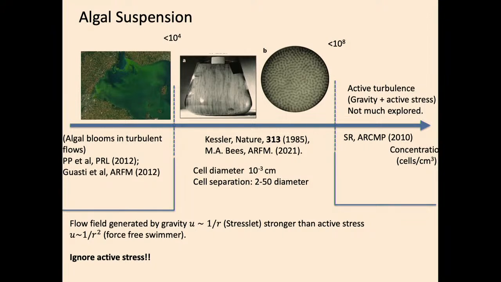If the number of organisms per centimeter cube is less than 10 raised to 4, which situation are you in? You are thinking of lakes, oceans, and typical plankton blooms. There are these beautiful satellite pictures that many of you might have seen of harmful algal blooms at various lakes and oceans. We studied this problem a long time ago. And in this particular regime, these organisms are just passively advected by the flow. Because the concentrations are so small, and the flow turbulence intensities are large enough, you can ignore gravity.